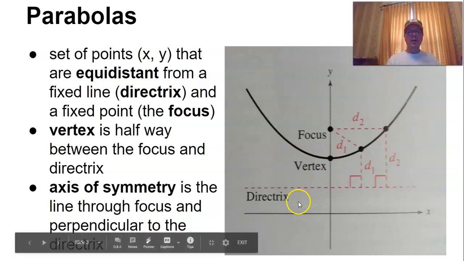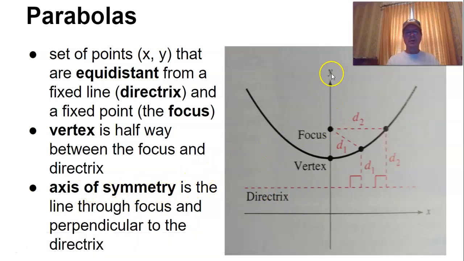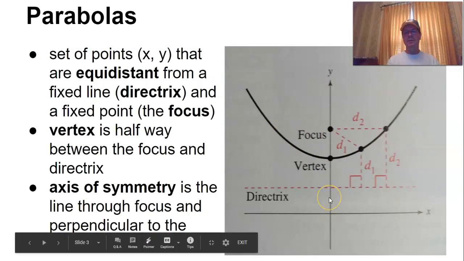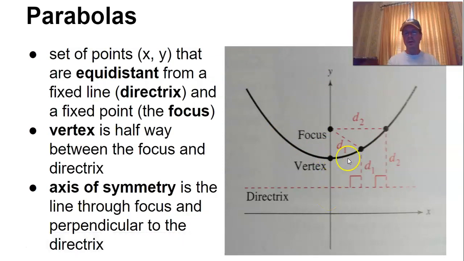So let's see. One last thing before we move ahead here. Something called the axis of symmetry. It would be a line that goes through the focus, vertex, and it's perpendicular down to the directrix. In this case here, the way this one is drawn, the axis of symmetry would be the y-axis. That's not always true. We could move the vertex to different places, and the axis of symmetry wouldn't necessarily be a y-axis or an x-axis. It could be something else.